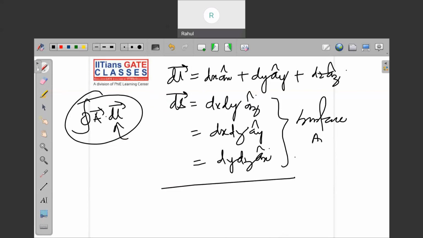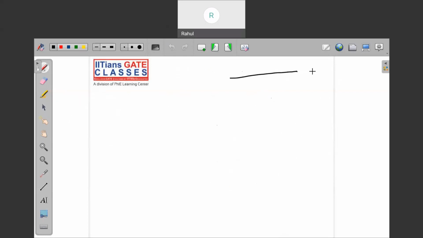Why I'm discussing all these things, you will come to know. Suppose there is a line charge concept, line charge L, right? So you have to find the total charge on it. So what you will do is take one segment. This is the dl segment. It has the charge density rho L, which you can say is coulomb per meter, right? So you can multiply rho L with dl and integrate. So you will get the total charge.